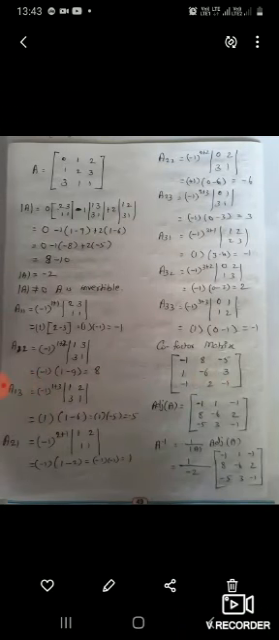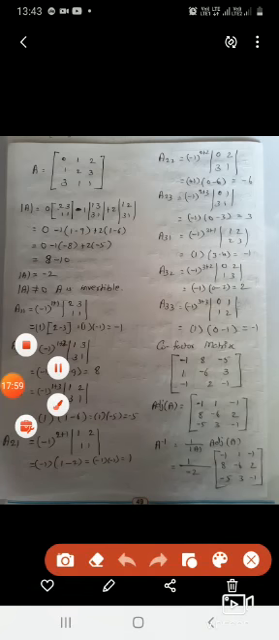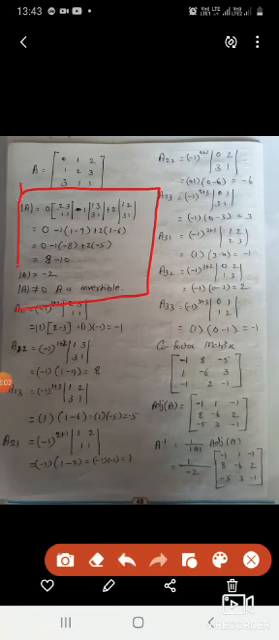3 by 3 means some more steps are going to come. First, as it is, we are going to find the determinant of the given matrix. How to find the determinant? It is not equal to 0. So A is invertible.